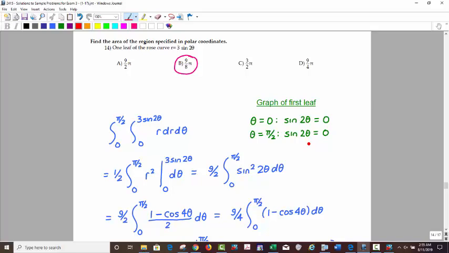So actually, if theta is pi over 2, you put pi over 2 in there. Sine of 2 times pi over 2 will be sine of pi, which is 0. The easiest way to remember this is just take pi and divide it by whatever the coefficient of theta is. That's how you do it. So if that would have been sine of 5 theta, theta would have been pi over 5. So we're going from 0 to pi over 2, 0 to 3 sine 2 theta.